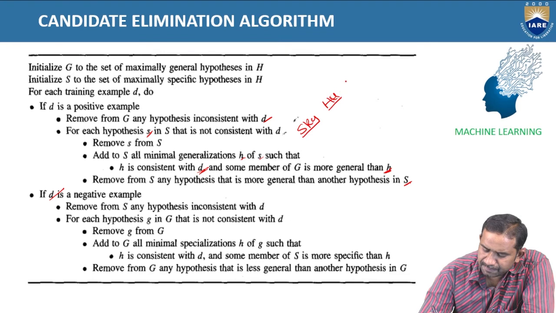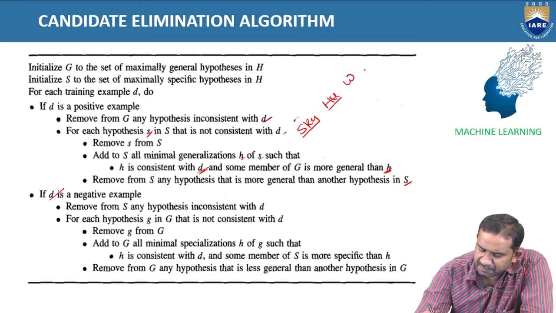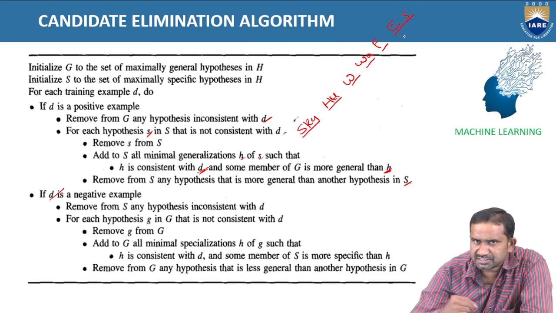And the next one is wind, and the next one is water, and the next one is forecast, for example. Nearly five attributes are there. And the target is enjoy water sport: yes or no.